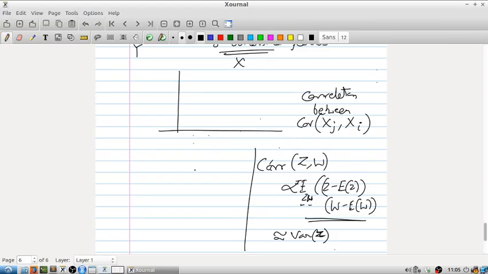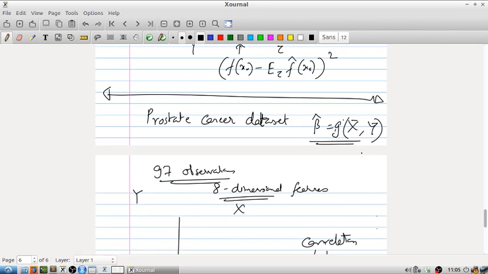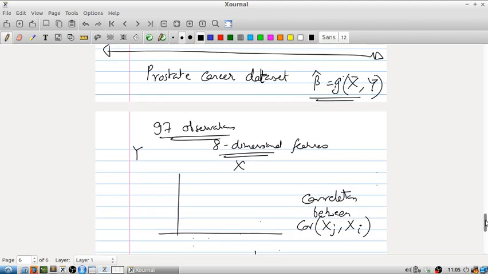Fitting the linear regression part is quite easy because we have a closed form expression for beta hat. You can compute beta hat just by multiplying matrices and inverting matrices, using the data, which is arranged as rows of the X matrix.